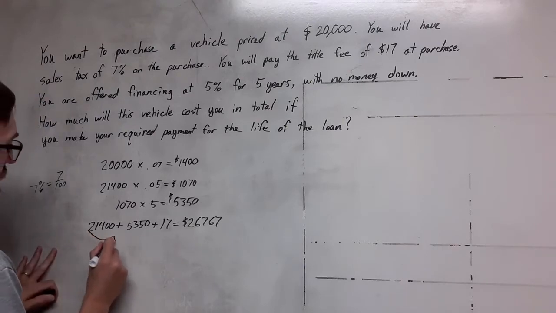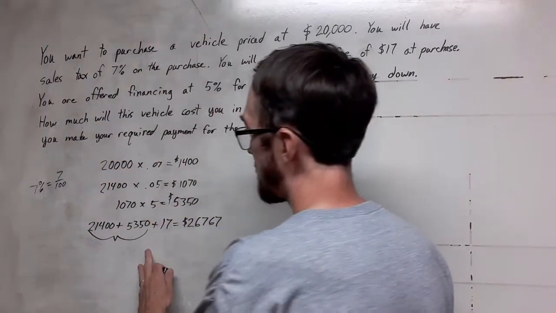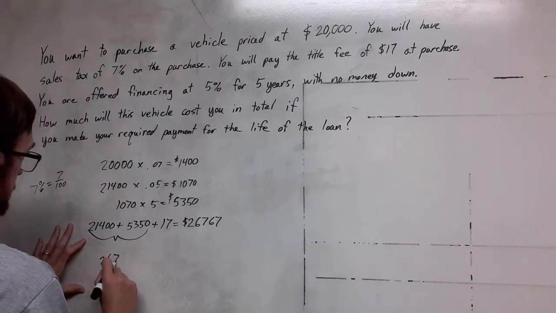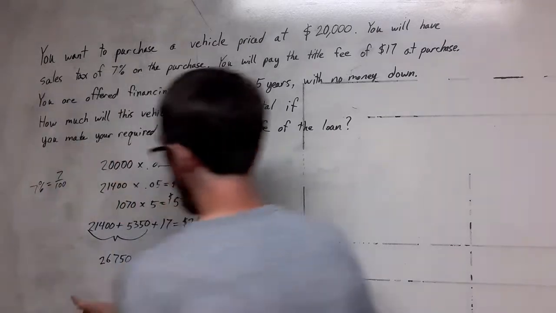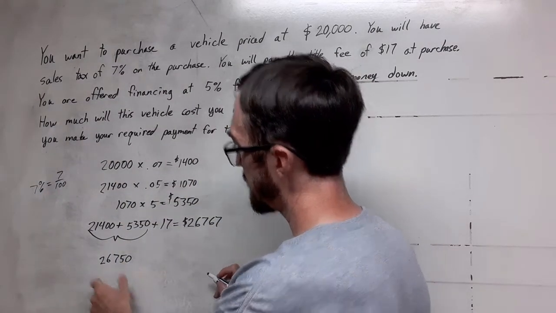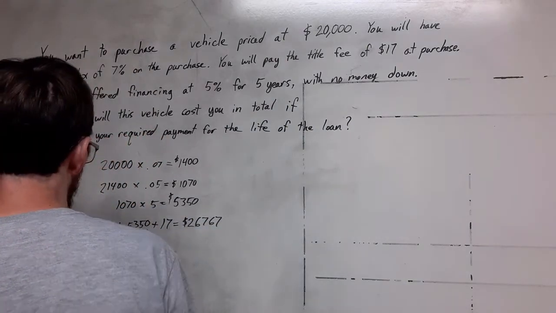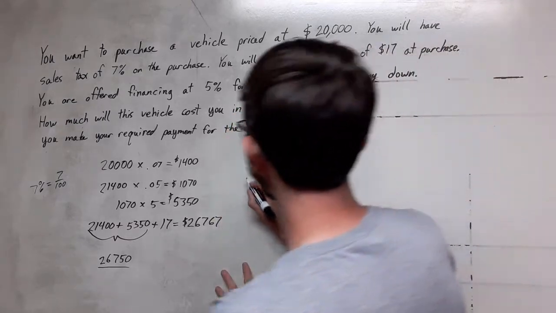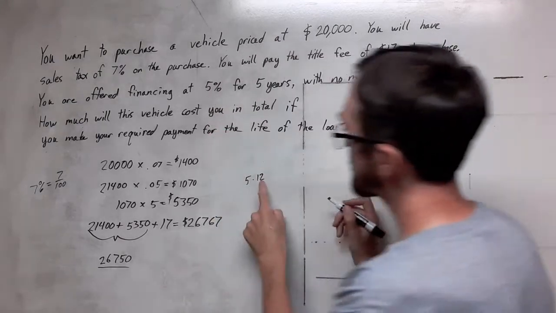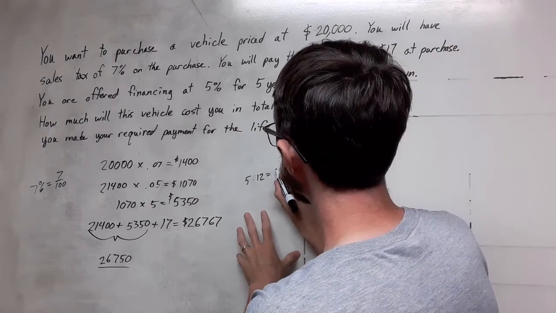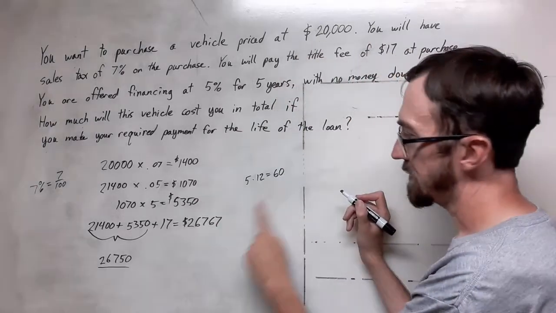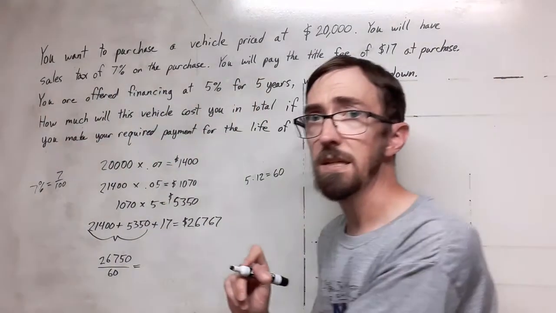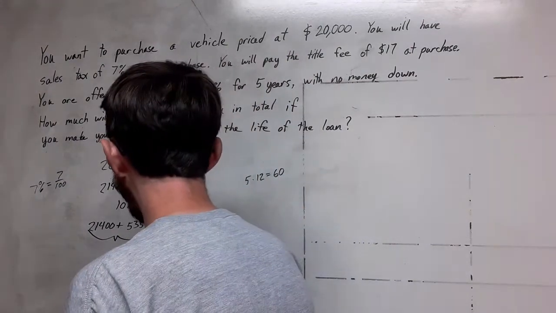If you needed to know what your monthly payments would be, assuming that we paid the $17 for title, we're going to add these two values together. So $26,750 here. We're going to divide that by the 5 years times 12, because there's 12 months in a year, so we're looking at 60 months.